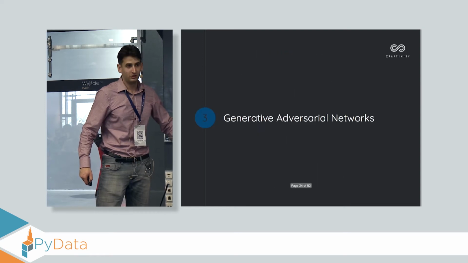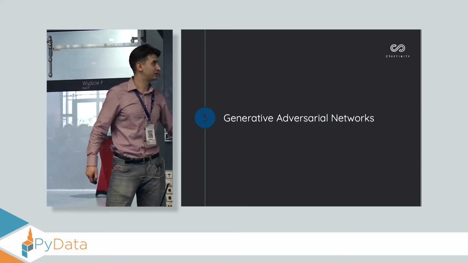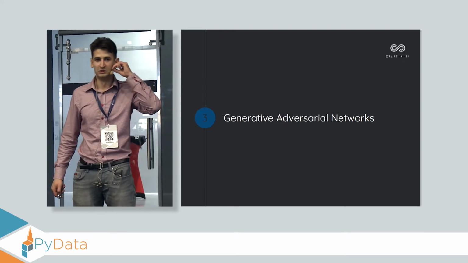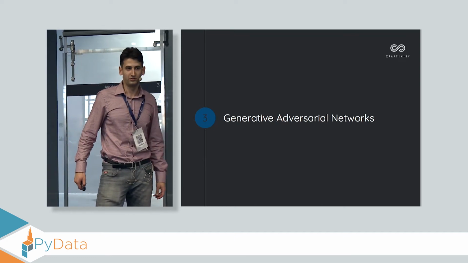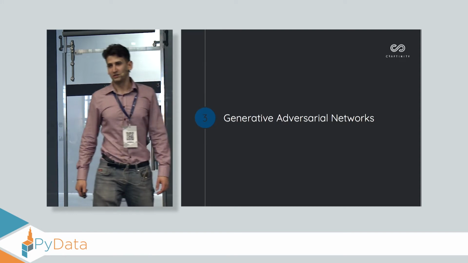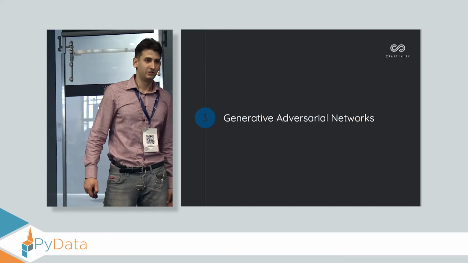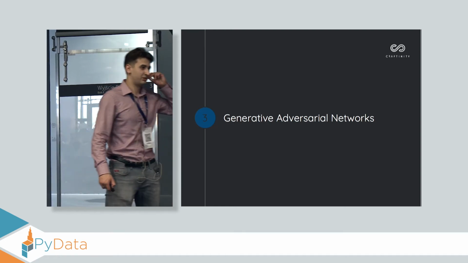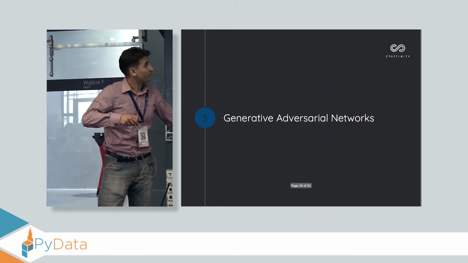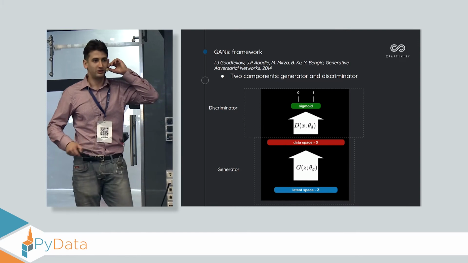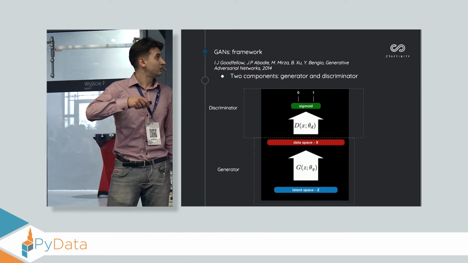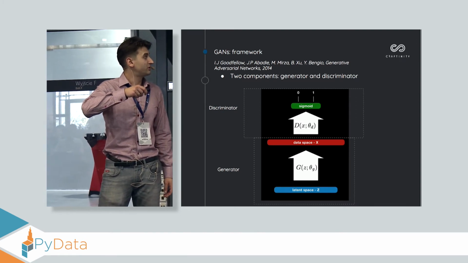Okay, so next class of models, generative adversarial networks. Although variational autoencoders are quite a hot topic nowadays and there's a lot of research being done there, GANs, I think, are the most popular deep learning models now, and the most heavily researched among the deep learning models. So, the GAN framework introduces two components. The first one is the generator, and the second one is the discriminator.